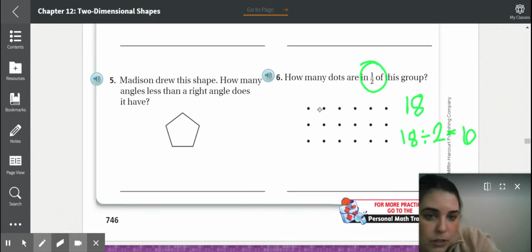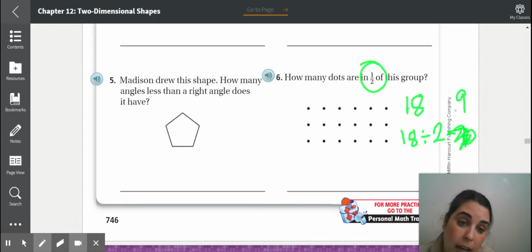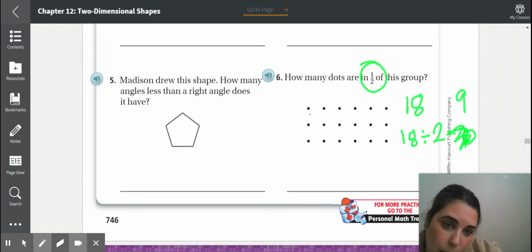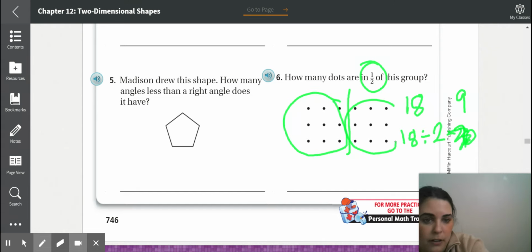Well, we know that it's 6. Oh, I'm sorry, 9. 18 divided by 2 is 9. So we need to count out 9 and circle it. 1, 2, 3, 4, 5, 6, 7, 8, 9, right? If we were to cut it in half, there'd be 9 over here and 9 over there. So how many dots are in half the group? 9.